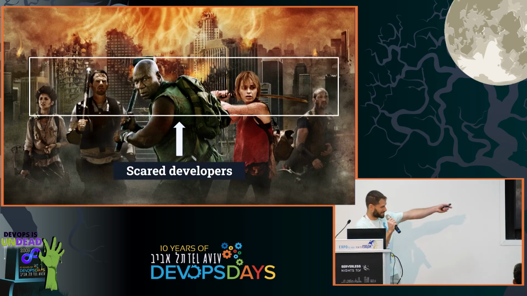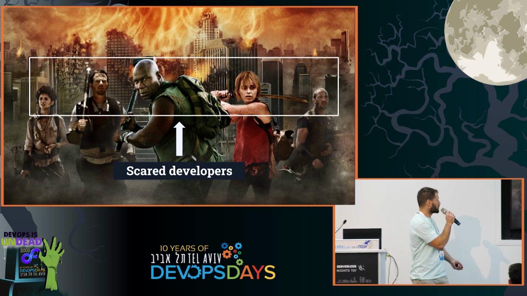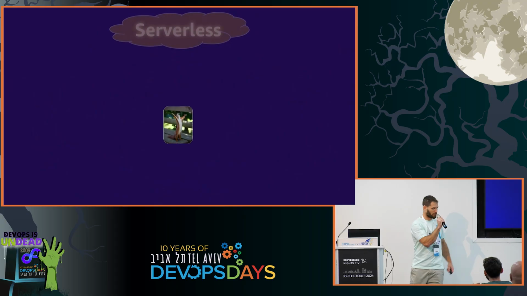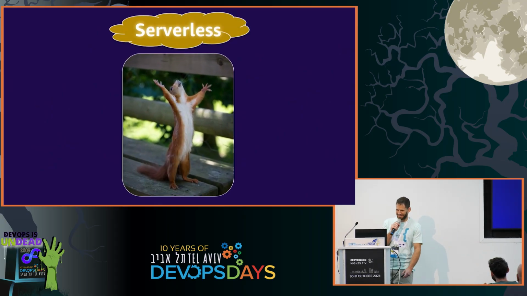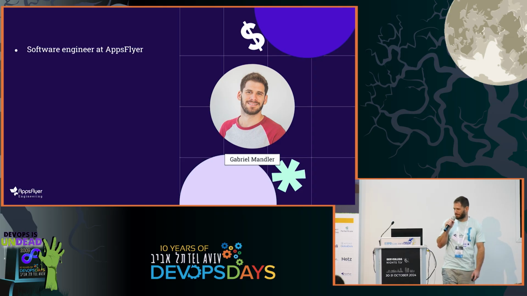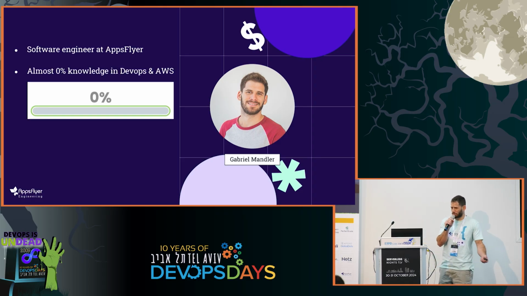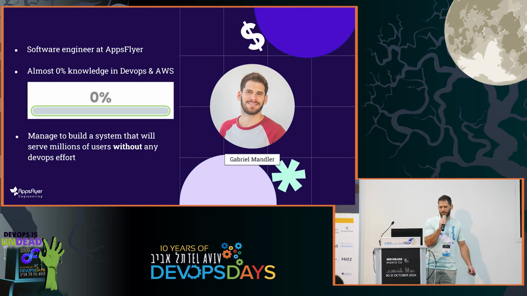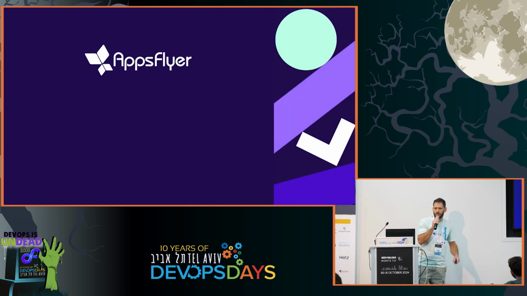So all of us scared developers weren't sure what we were going to do. So we decided to embrace serverless. So hey, my name is Gabriel. I'm a software engineer at AppsFlyer. And before this project, me and my team had almost zero knowledge in DevOps and in AWS. And we're going to show how we managed to build a system that's going to serve millions of users without any DevOps effort.